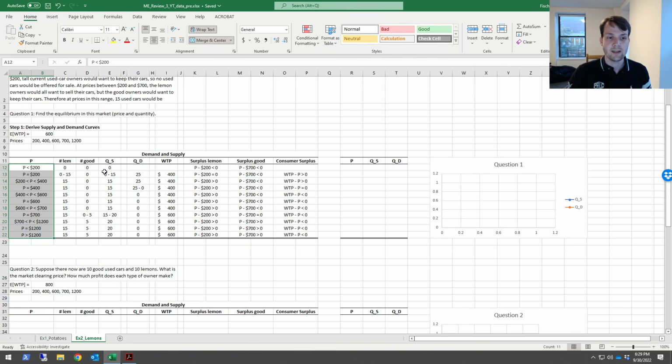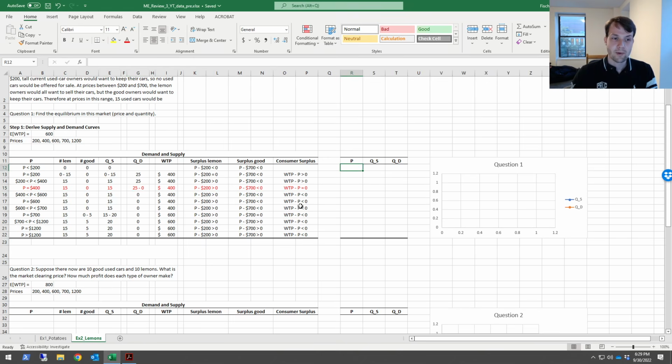So now it's basically finding a row where the quantity supplied and the quantity demanded are equal. And it's very easy to see, well, not really equal, but close enough, in the sense that if the price is 400, there are 15 that are going to be sold, somewhere between 0 and 25 that are going to be demanded, and this matches nicely. That's the equilibrium we find.